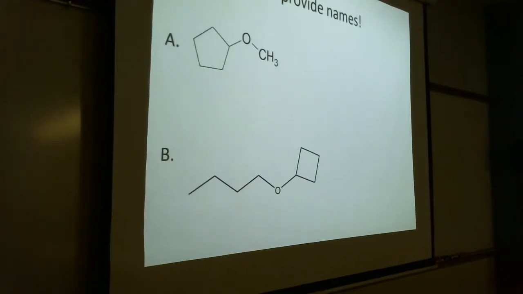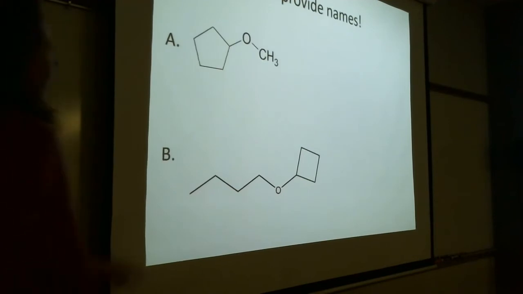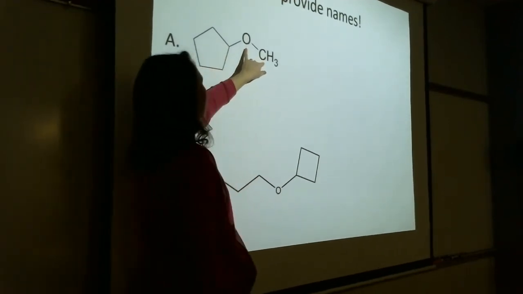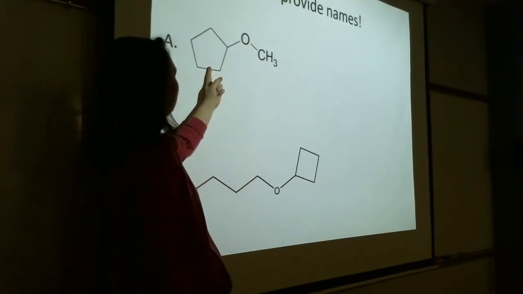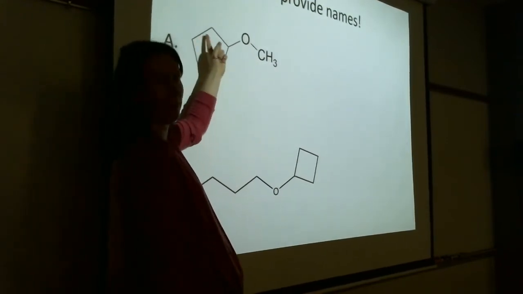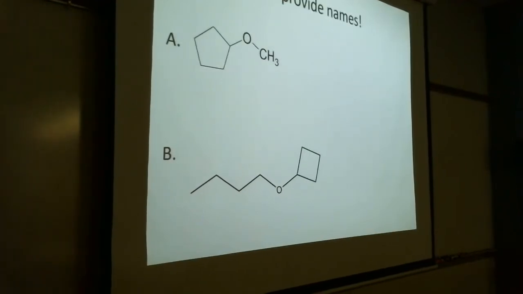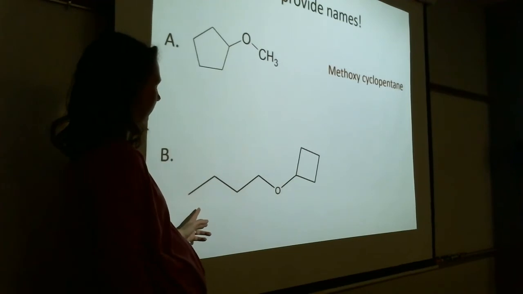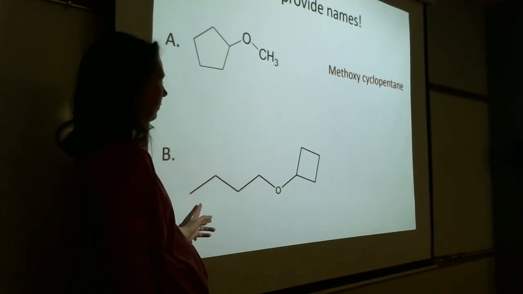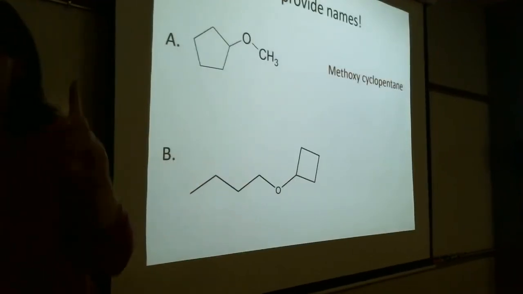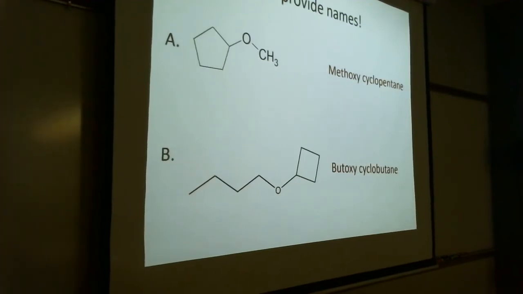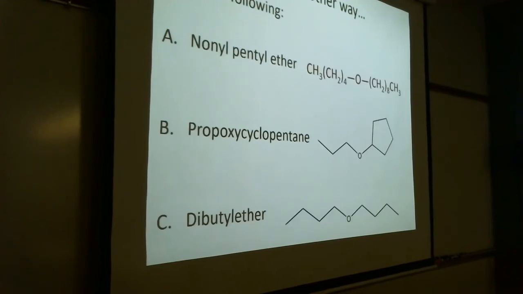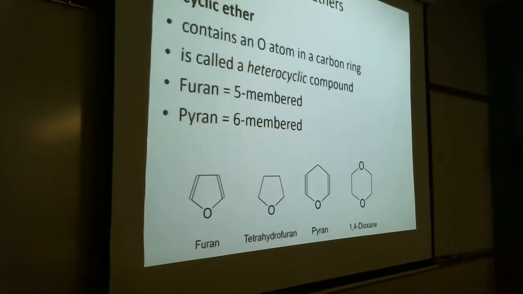So if we were naming these, what would this substituent be called? Methoxy, so this would be methoxycyclopentane, right? And then here, what would this be? Butoxycyclobutane, right? All right, I think we can skip those because I think we've kind of covered it.